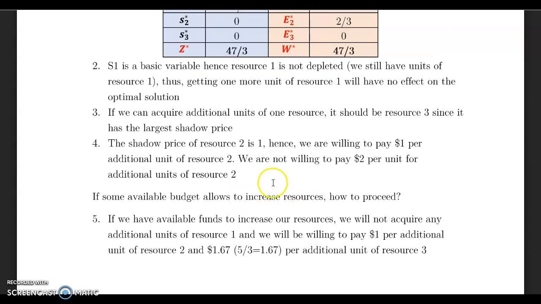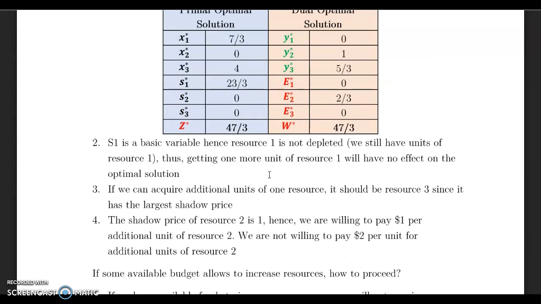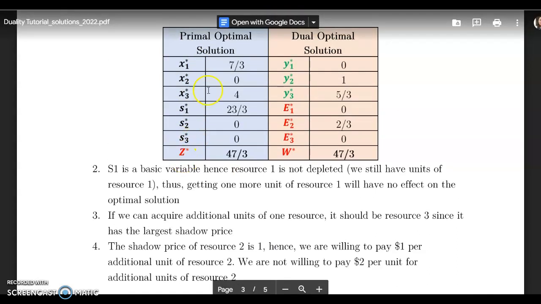So here, this is a complete analysis of slack variables and shadow prices.